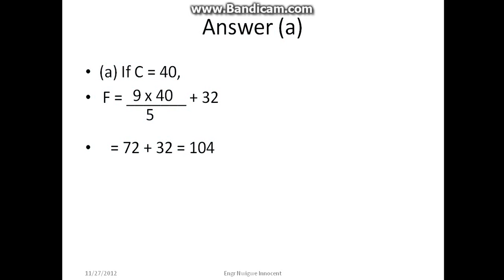Answer A. We are asked to find F when C is equal to 40. From the formula, we are given that F is equal to 9C over 5 plus 32. Then we substitute C, which is 40, into the formula. If C is equal to 40, then we now have F equal to 9 times 40 over 5 plus 32, which is equal to 72 plus 32, which gives us 104.